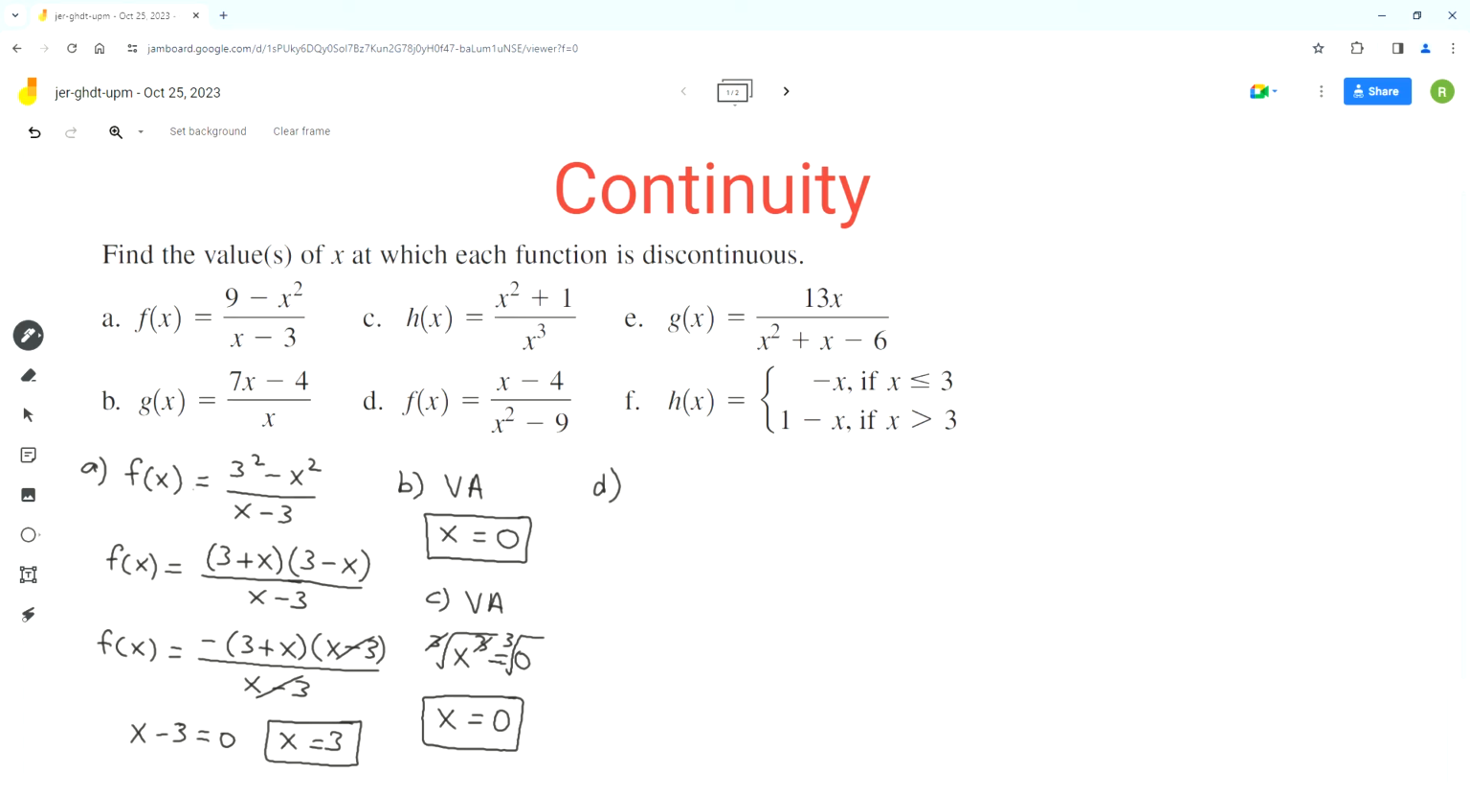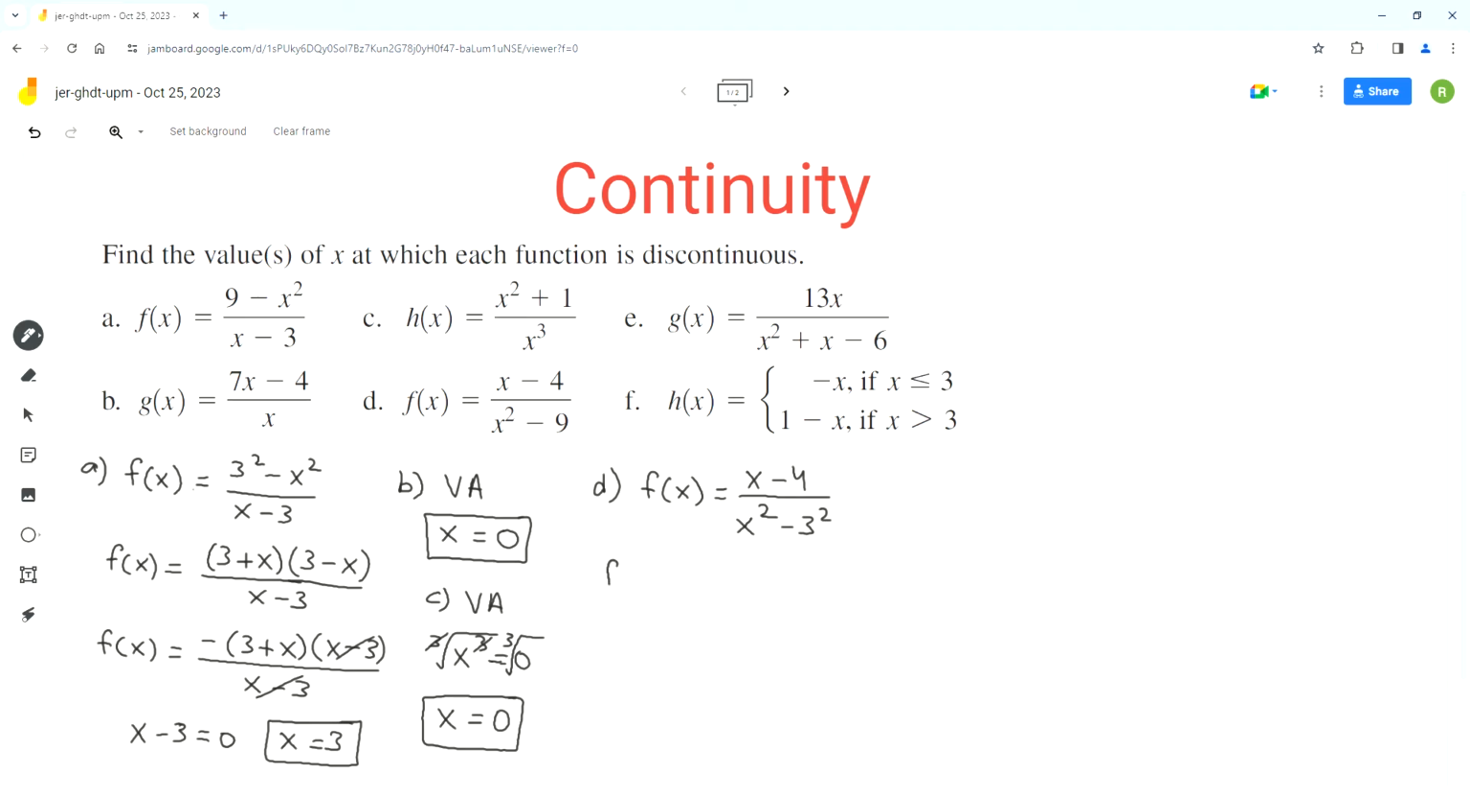Part D is another rational function. We can factor this expression. We can factor the denominator of this expression using the difference of squares method. The numerator will stay as it is because we cannot factor it. Now in the denominator, we know 9 is a perfect square, so we can rewrite this as 3 squared.